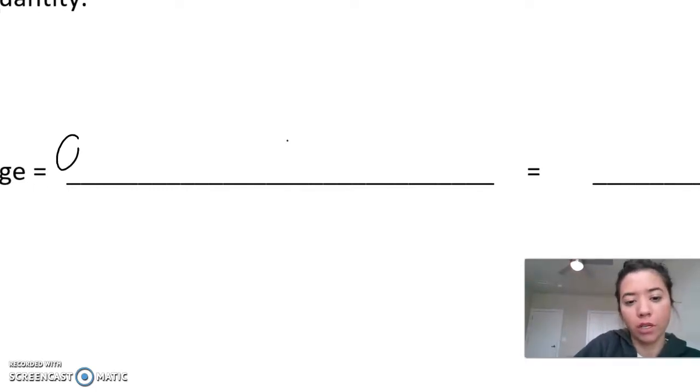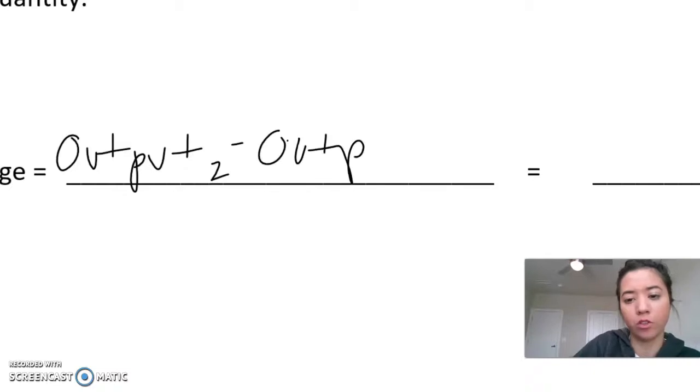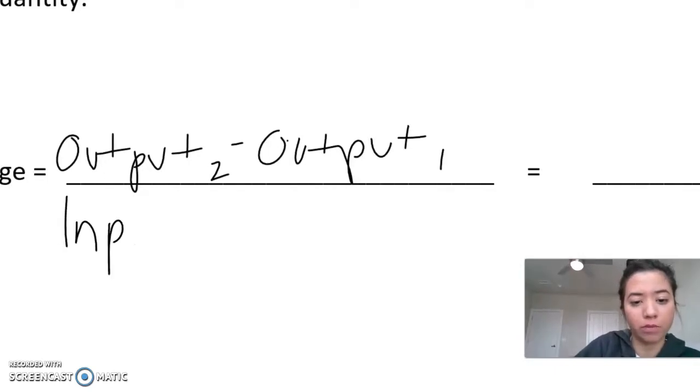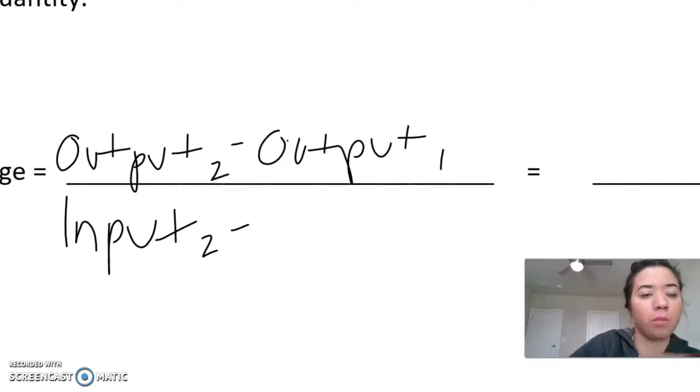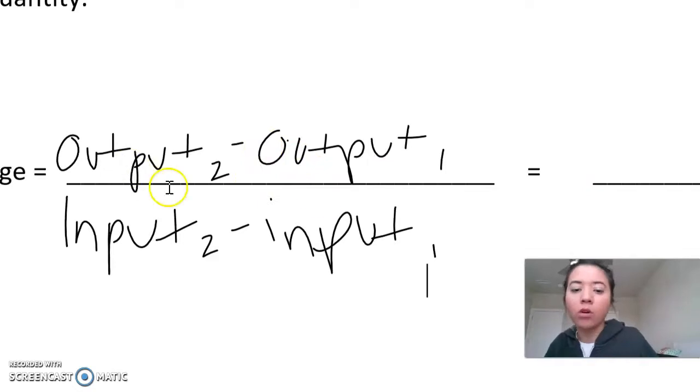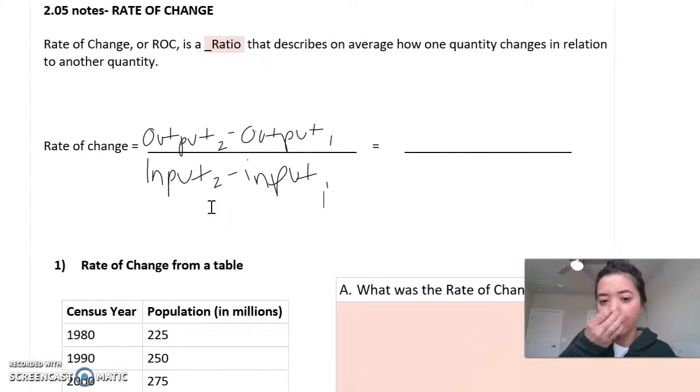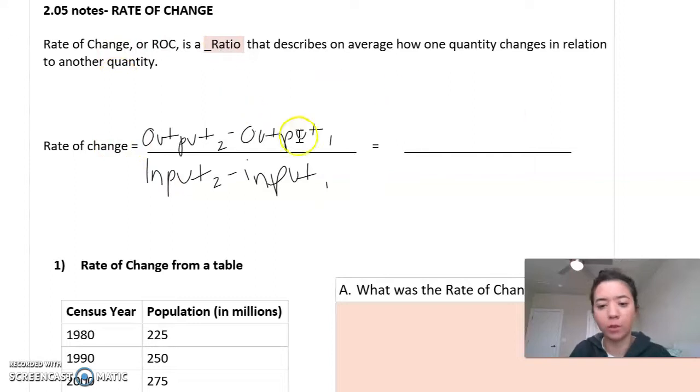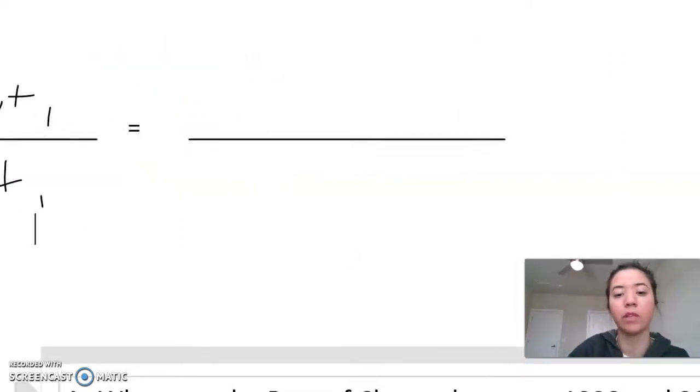So what you would do is your output 2 minus output 1. And on the bottom, we would do our input 2 minus our input 1. And how we would say this is our change in output over our change in input. So output 2 minus output 1 over input 2 minus input 1.